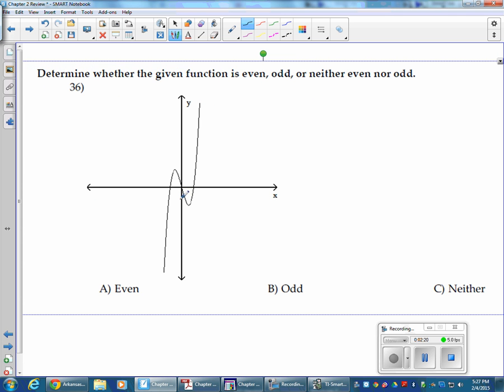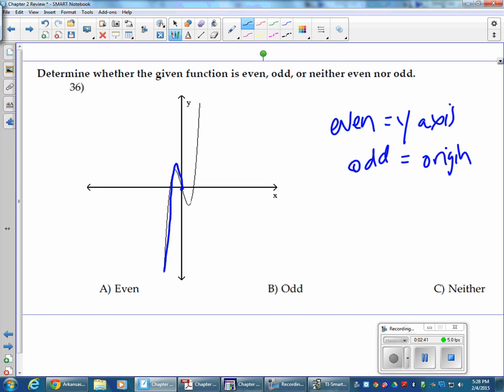If I want to know if it's even or odd or neither, even is going to be if it's symmetric to the y-axis. Odd is going to be if it's symmetric to the origin, and anything else is neither. So this one's not even, but it is odd. If you turn your paper exactly upside down, it will look exactly the same, because this part goes to this part, and then this part rotates around to this part. This is an odd function. Typically your cubic functions, or this is probably to like the 5th power, are odd types of functions.